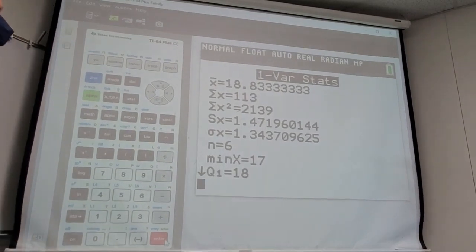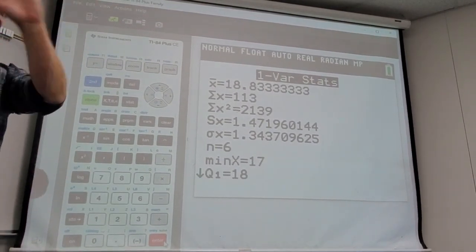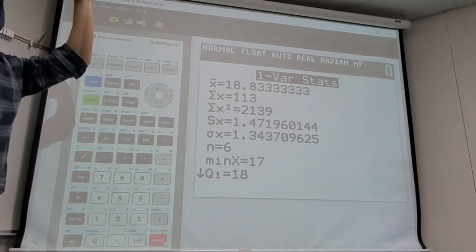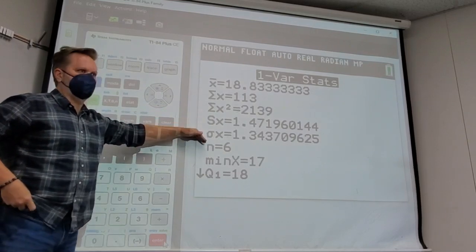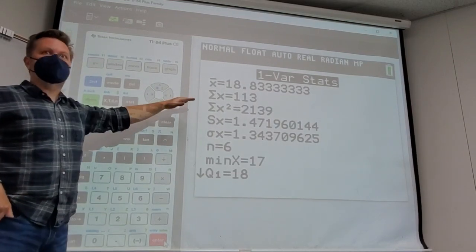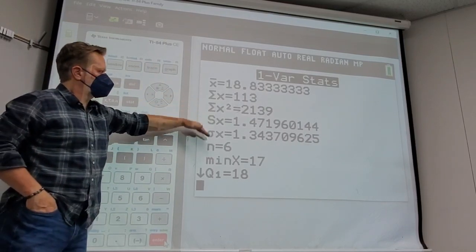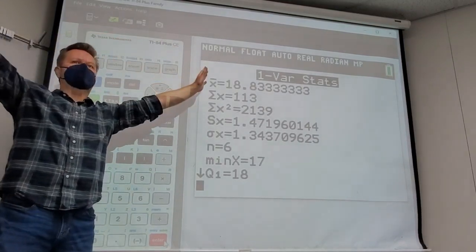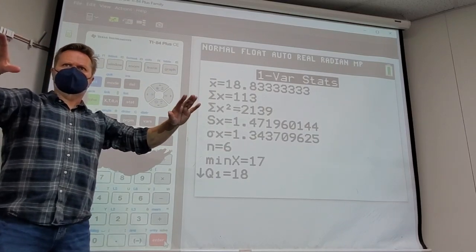So anytime we put data in and we have the calculator do things for us, we still have to know what to look for. The calculator is going to give us both of these because the calculator is stupid. We're smart. We're humans. So it just gives me both. It says, hey, human, you know if this is a sample or a population. You take the right one. Is everybody with me? A little bit?